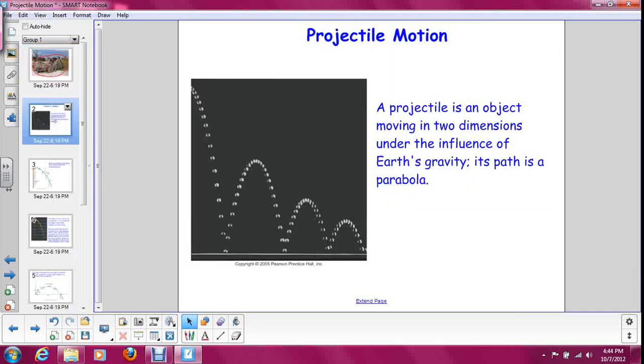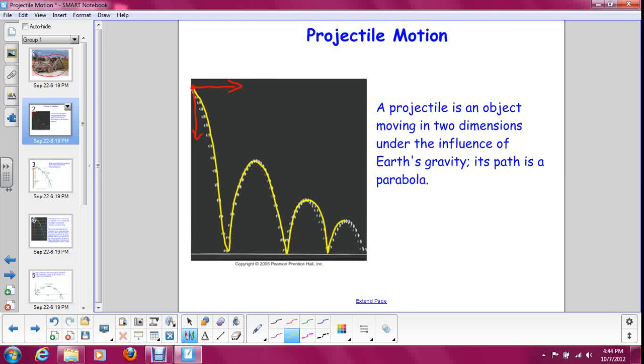So what is projectile motion? Well, a projectile is an object moving in 2 dimensions under the influence of the Earth's gravity. So the 2 dimensions, if we look at this ball being dropped, the 2 dimensions it's moving in is to the side and down. It is moving over and down at the same time. So when we add these 2 vectors together, we get a resultant like this. This is our resultant here. And then if we wanted to add after that, we would have to do the x and y components of each part from there to get the resultant.